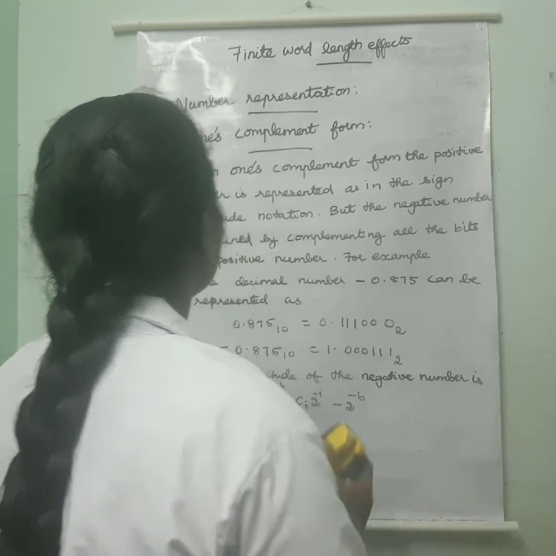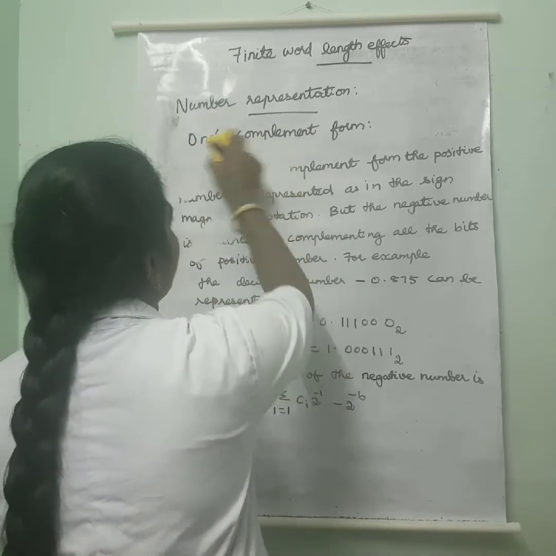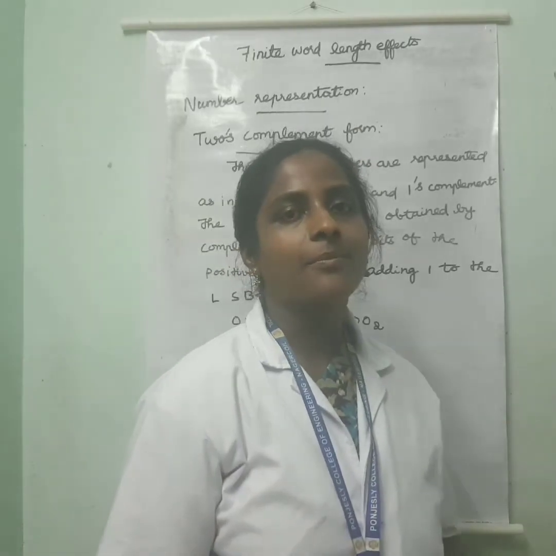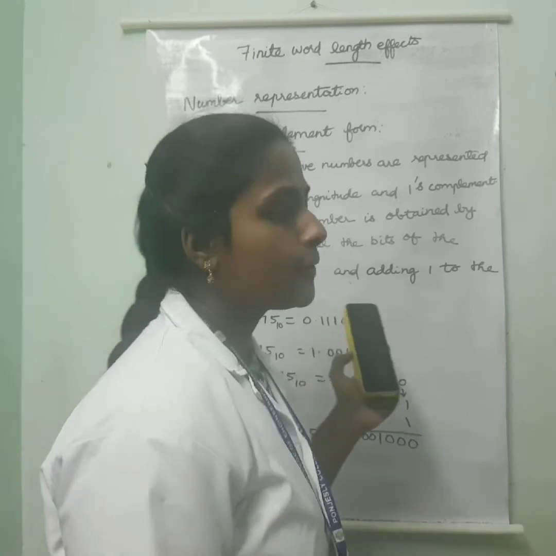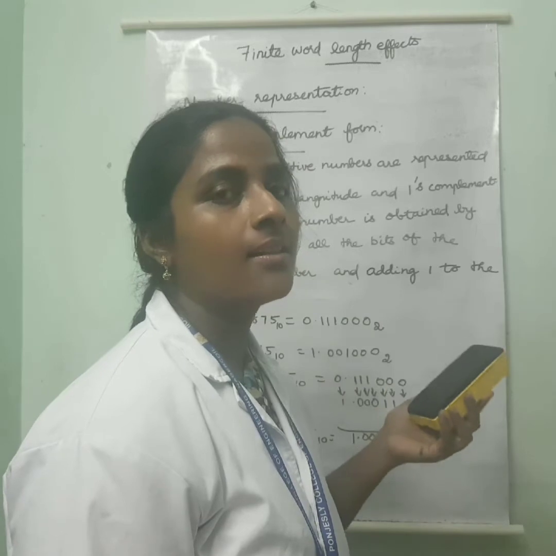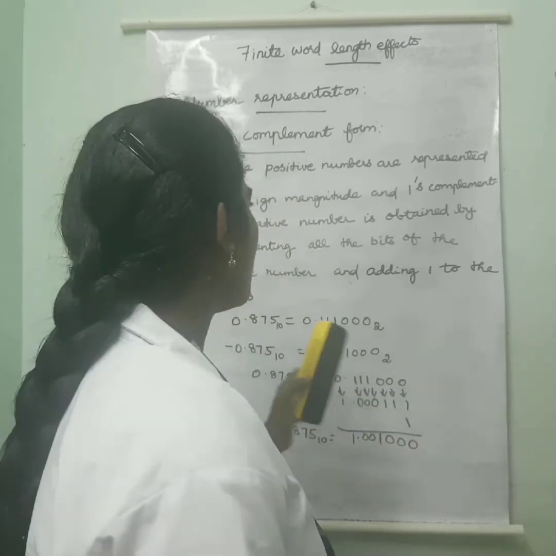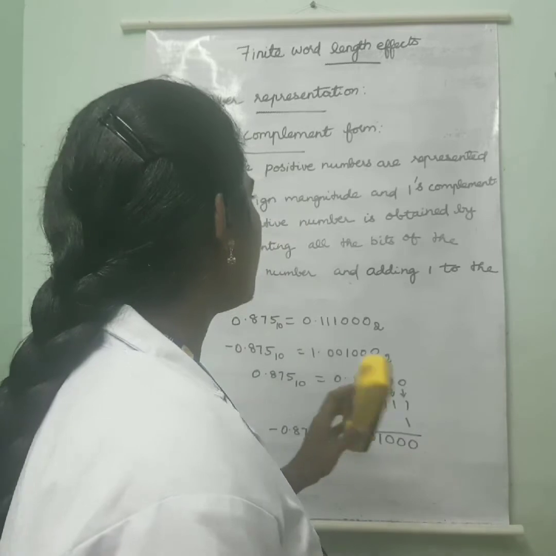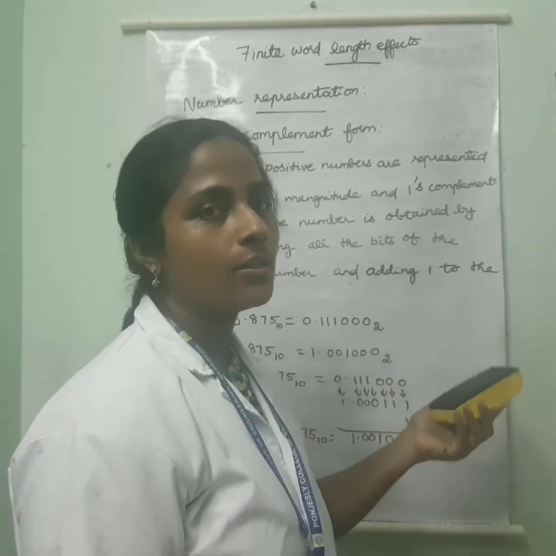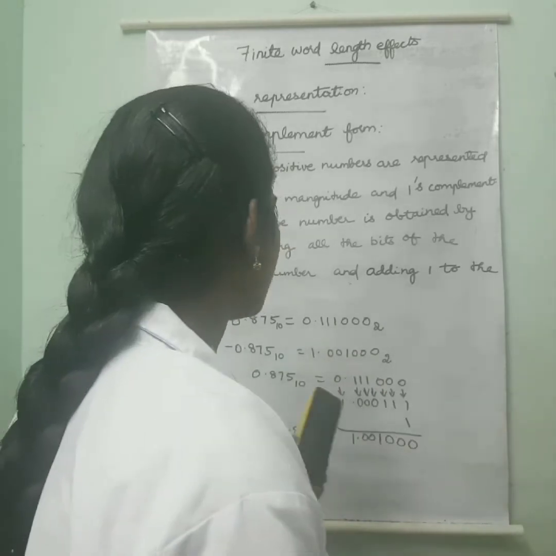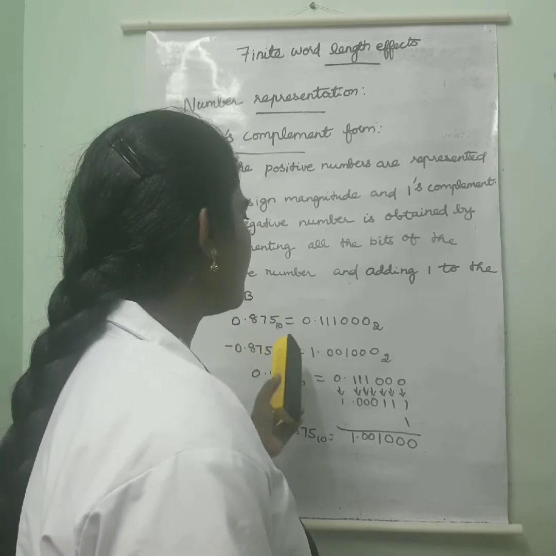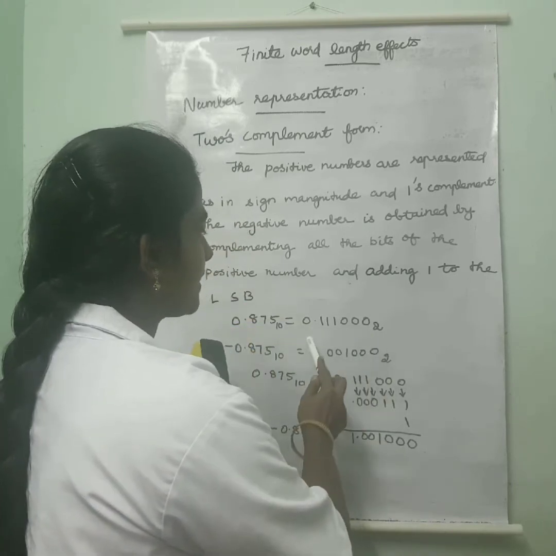Next we can see the 2's complement form. In 2's complement form, the positive numbers are represented as in sign magnitude and 1's complement form, but the negative number is obtained by complementing all the bits of the positive number and adding 1 to the least significant bit, that is LSB. For example, take the 0.875 value.